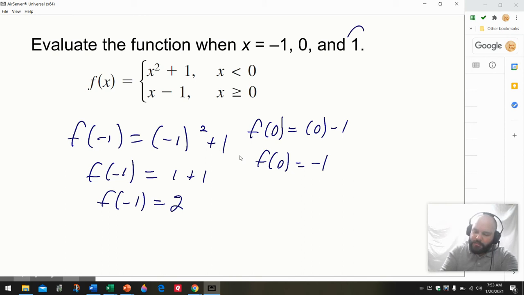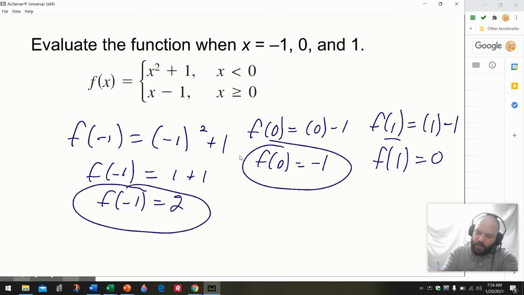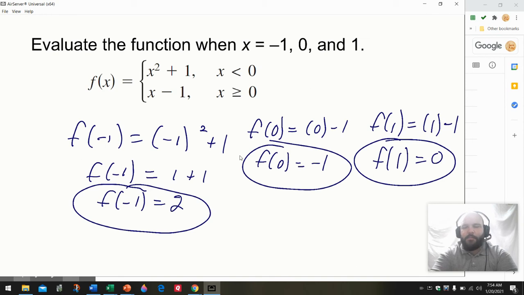Now the last one right here, we have +1. And once again, you have to determine which part of the piecewise defined function it goes into. +1 is greater than or equal to 0, so +1 is going to go into that. So I'm going to do f of 1 equals 1 minus 1. f of 1 is equal to 0. So right here, here, and here are our three outputs. And again, what's nice about function notation is we can see exactly what number was put into the function to know how we got that output.